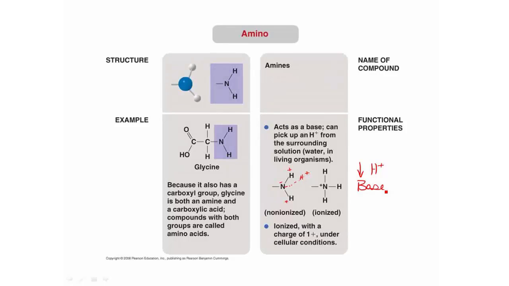The amino group is going to be found in amino acids. So the amino acids will have the amino group, and they'll also have the acidic group that we talked about, which was that carboxyl group.